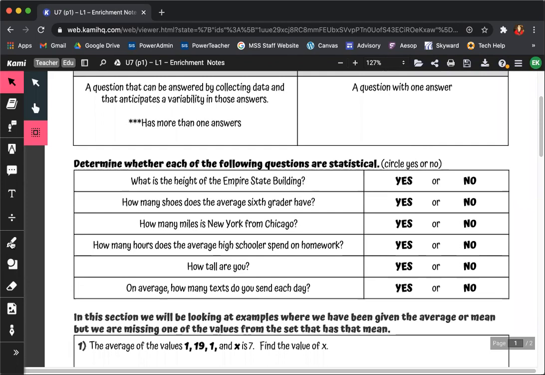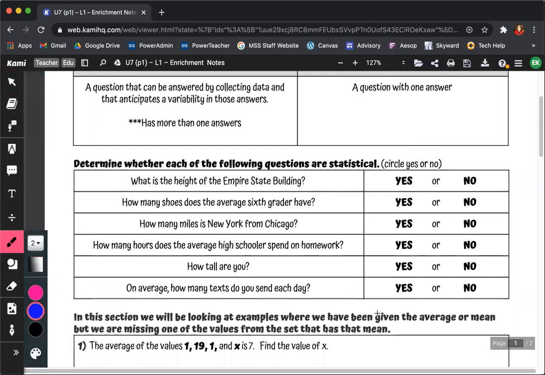So let's go through and circle what is statistical and what is not. Determine whether each of the following is statistical. What is the height of the Empire State Building? This is not statistical because there's one answer.